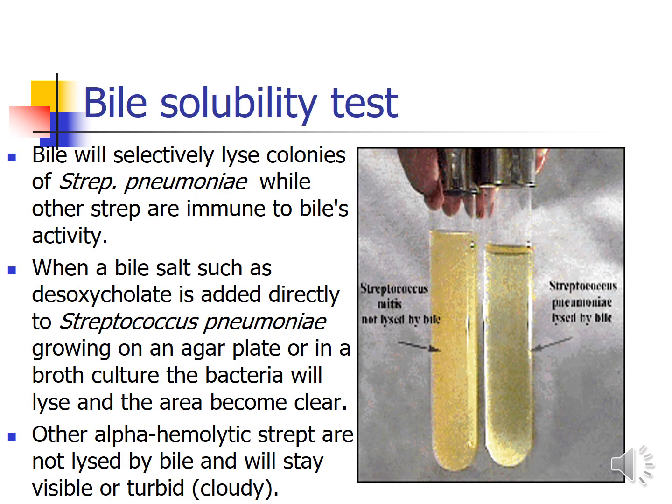Next is the bile solubility test. The bile solubility test selectively lyses the colonies of Streptococcus pneumoniae, while other streptococci are immune to bile activity. Bile salts such as deoxycholate are added directly to Streptococcus pneumoniae growing on an agar plate or in a broth containing the bacteria. There is lysis which happens. Other alpha hemolytic streptococci do not lyse in bile and will stay visible or turbid.